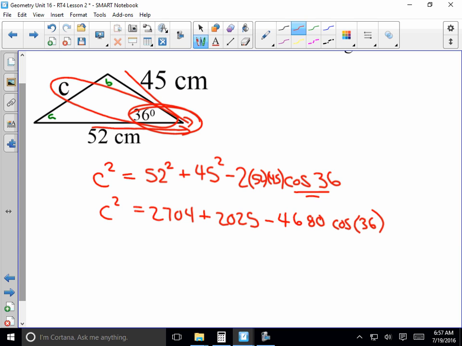And I get an answer of c squared equals 942.8. And then to get c by itself, we have to square root both sides. So that is our last step. Square root of c squared is c, and the square root of 942.8 is 30.7 centimeters. So that was a quick walkthrough of the law of cosines.